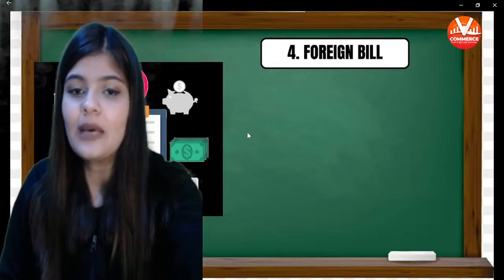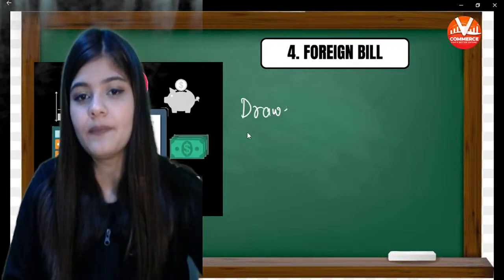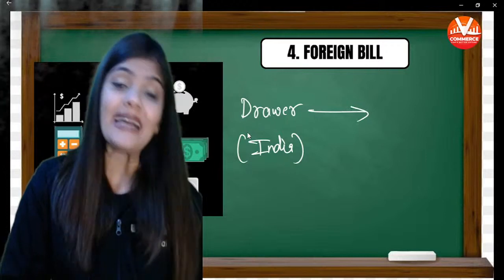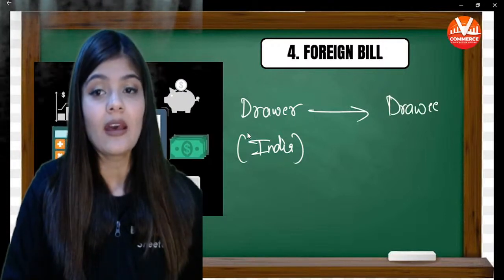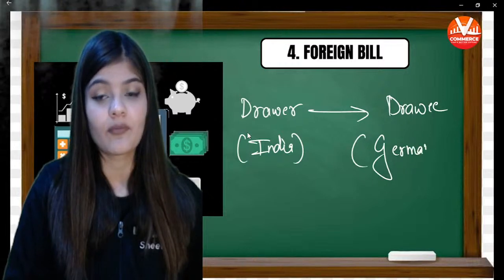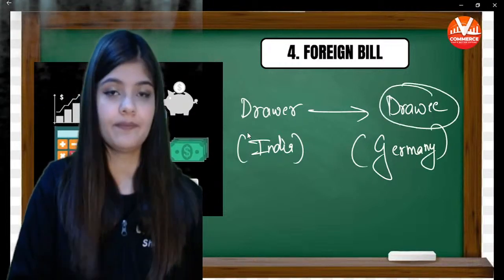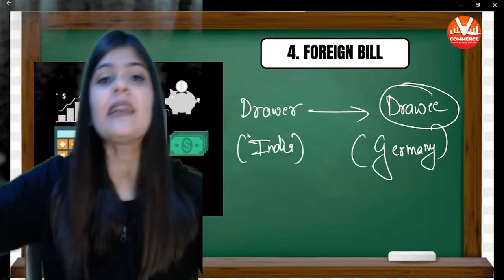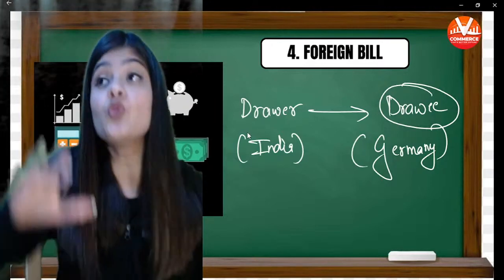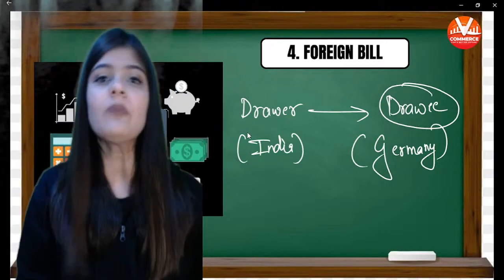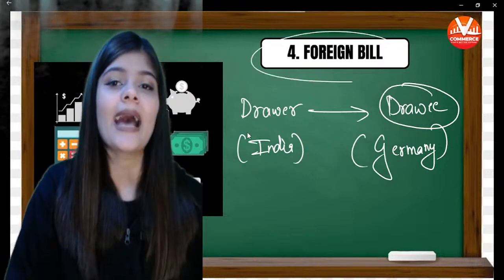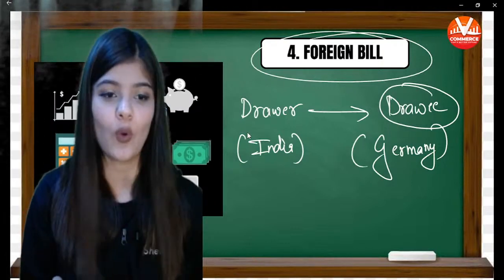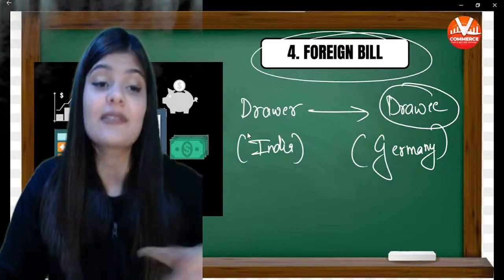अब foreign bill का मतलब है जो आपका ड्रॉर था वो इंडिया का है और जिसपे मैं बिल ड्रॉ कर रही हूं, ड्रॉई जो है वो जर्मनी का है. So if any party to the bills of exchange is residing in a different country, अगर कोई भी पार्टी एक दूसरी कंट्री से है और आप उसके ऊपर बिल ड्रॉ कर रहे हो, then that is called as foreign bill. पार्टी भी फॉरेन है तो बिल भी क्या होगा? फॉरेन बिल होगा. So this is foreign bill.